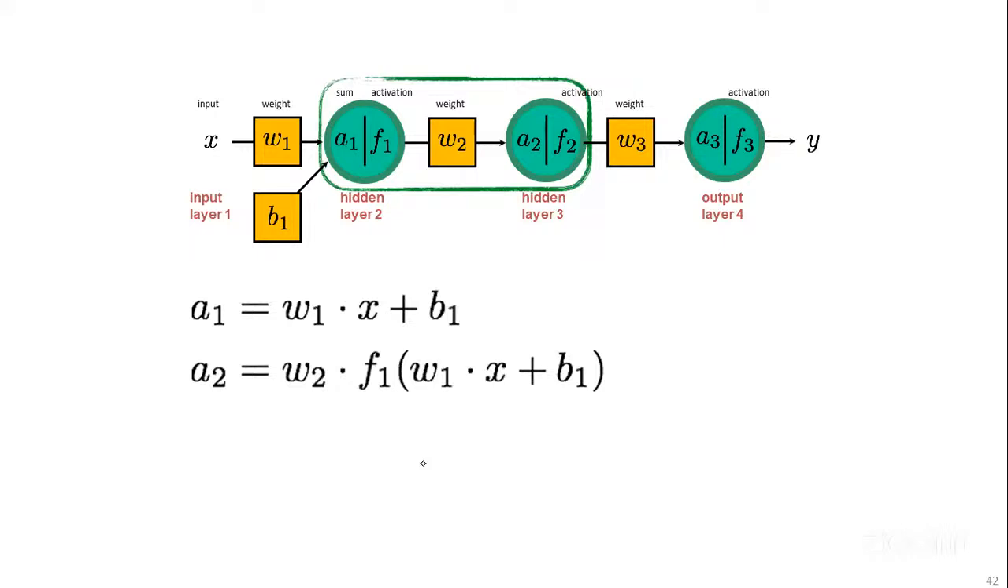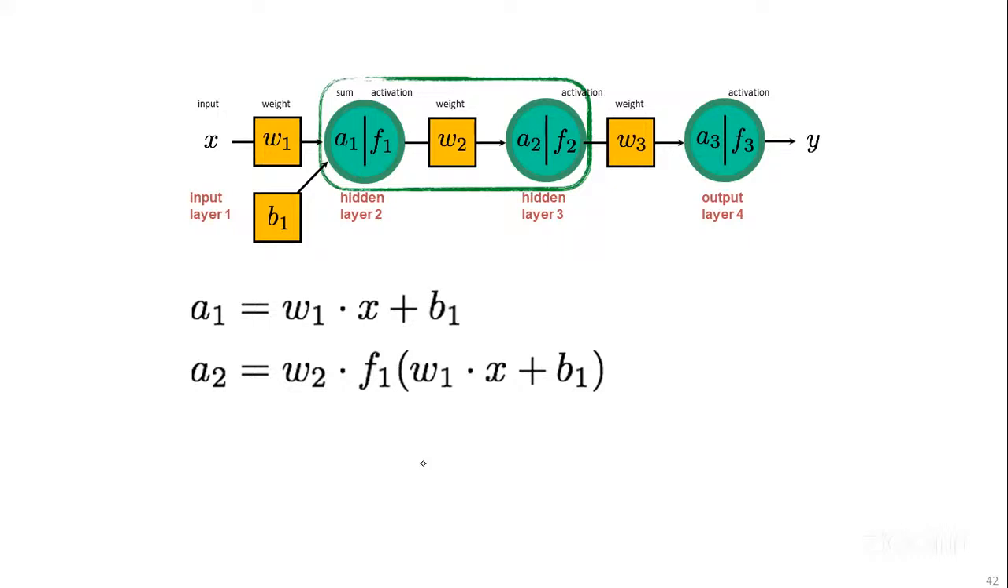A2 is nothing but W2 into F1 A1, right? W2 into, what is the output here? F1 A1, right? A1 is passed to F1, so the output here is F1 A1, and that is what you are writing here. So what is your A2? Your A2 is this W2 into F1 A1. Now what is A1? Just substitute A1 here.